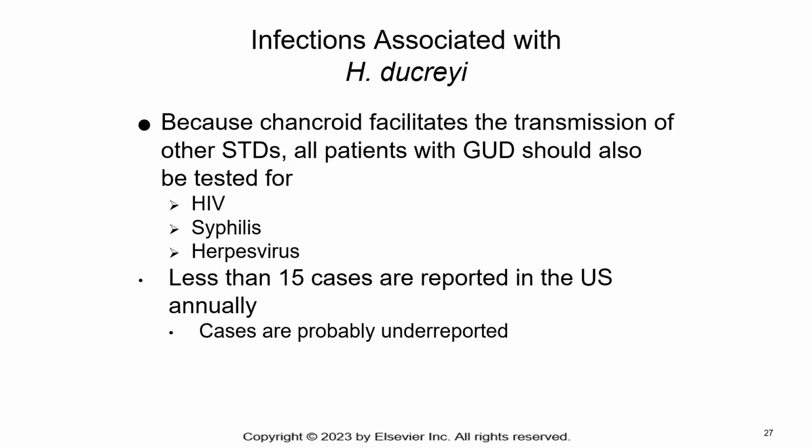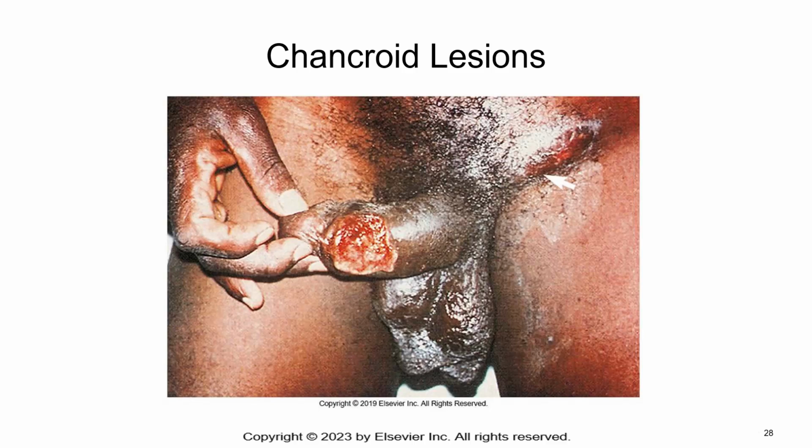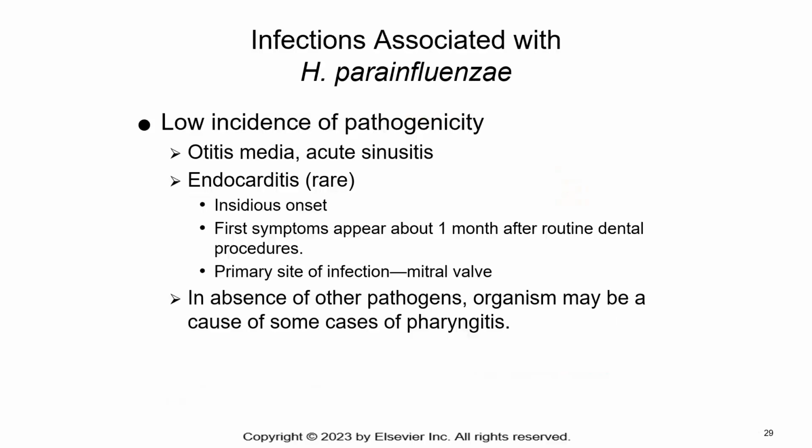Less than 15 cases are reported in the United States annually. Cases are probably underreported. And this is a picture of chancroid. Low incidence of pathogenicity: otitis media, acute sinusitis. Endocarditis is rare. In the absence of other pathogens, the organism may be a cause of some cases of pharyngitis.